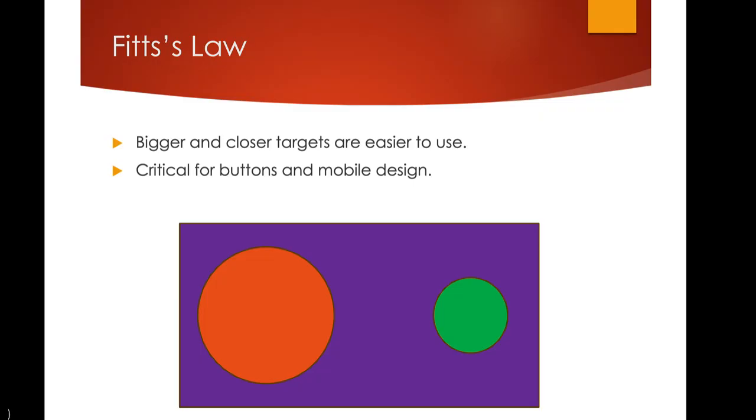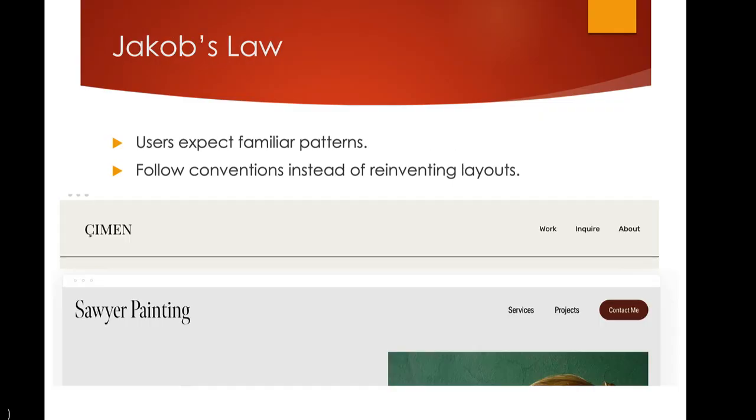So it's critical for our buttons, and it's critical also for our mobile design because that's a smaller screen. So Fitts's law is simply that it's easier for people to use our site when it's easier to hit the targets, right? A lot of content doesn't leave a lot of room for the navigation that we expect them to be able to work with, right?